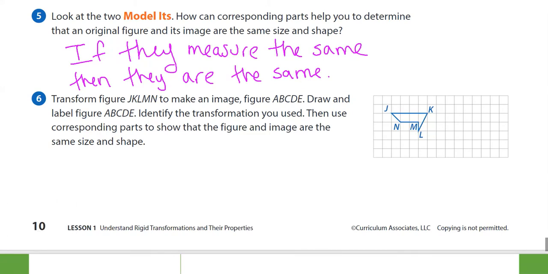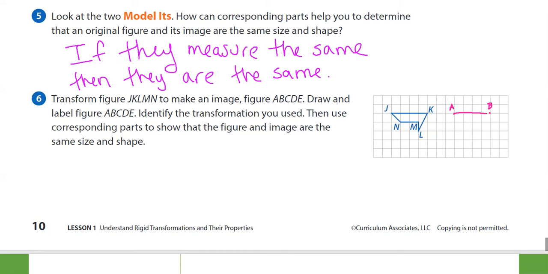We're going to translate this figure just a few. Let's translate it. Let's see. 1, 2, 3, 4, 5, 6, 7 units to the right. So J has now become A. And let's see, this is 1, 2, 3, 4 spaces over. K has become B.